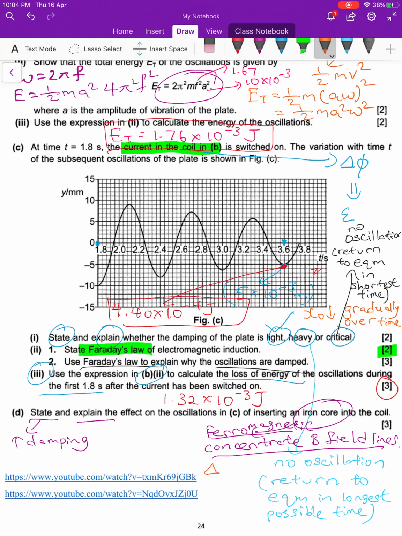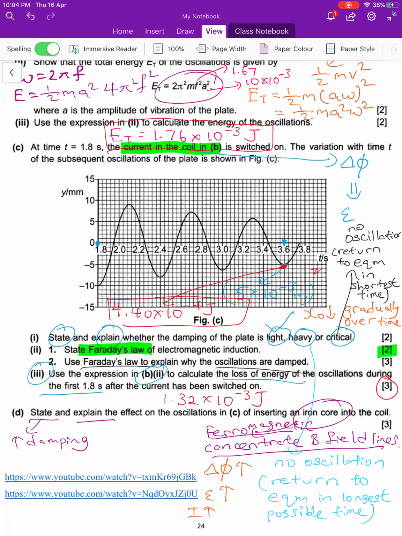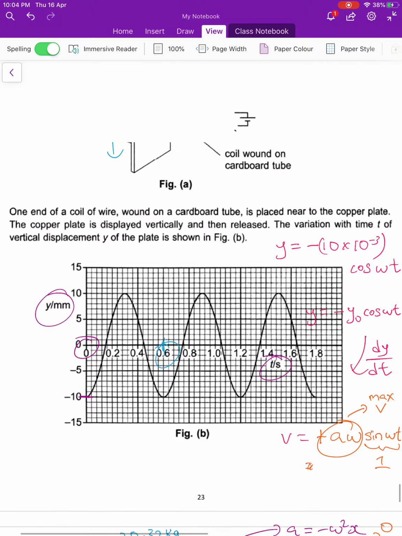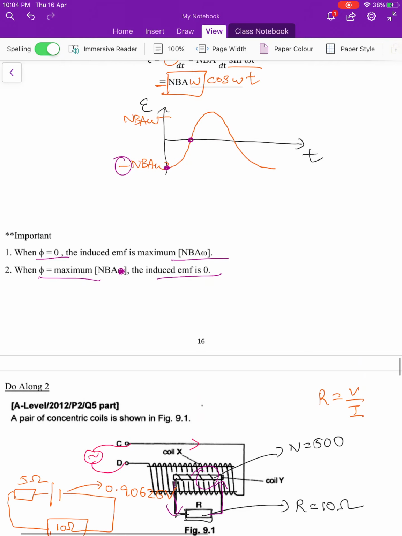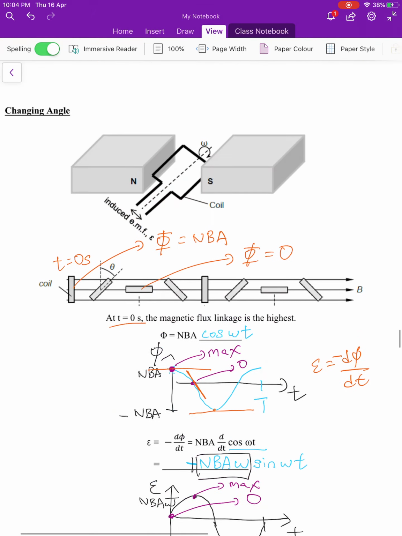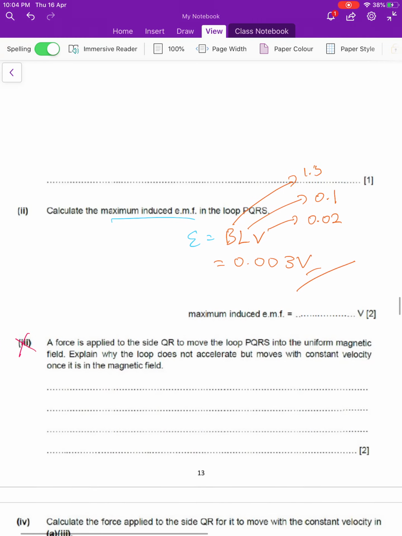Why will your damping increase? Because it is ferromagnetic, it concentrates the B field lines. So your rate of change of magnetic flux linkage will increase. If the rate of change of magnetic flux increases, your EMF will increase, so your eddy current will increase, so more kinetic energy is converted to electrical energy. That's why your damping will be heavier.